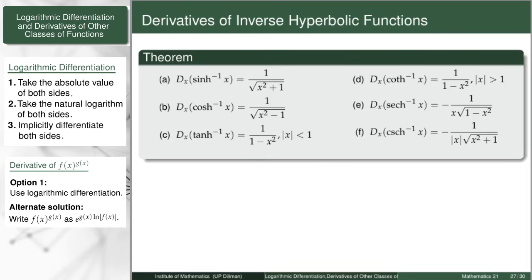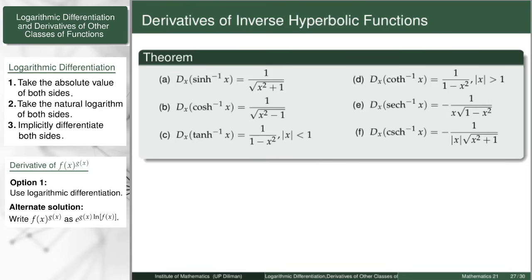Sech inverse and csch inverse are both negative. I have negative 1 over x times the square root of 1 minus x squared for sech inverse, and negative 1 over the absolute value of x times the square root of x squared plus 1 for csch inverse. You can view these formulas through our module or through the formula sheet that was given at the back of standard calculus textbooks.